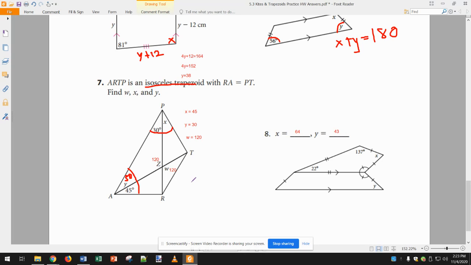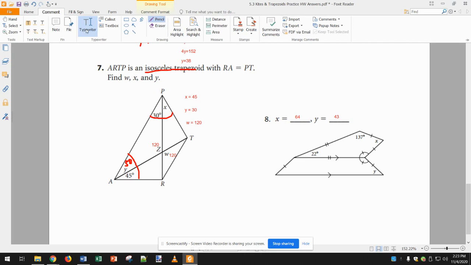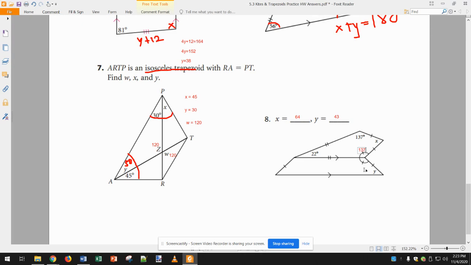And then that's it. Number 8, we know all 4 of these angles add up to 360, and this is a kite, so this angle must be the same as 137, and then we just do 360 minus these 3 angles to get x. And then y is pretty much done.